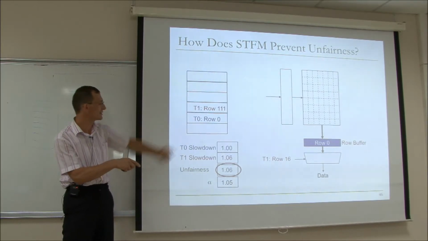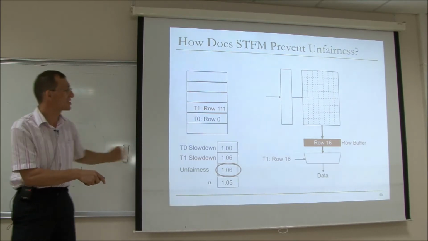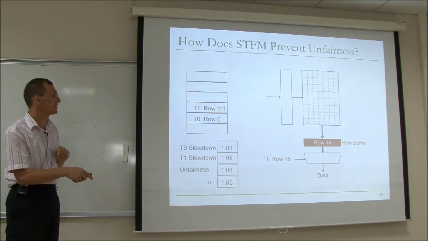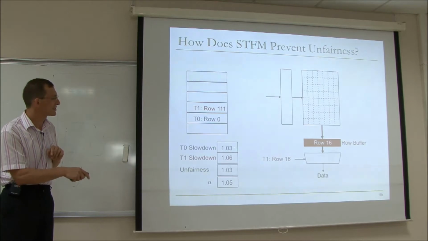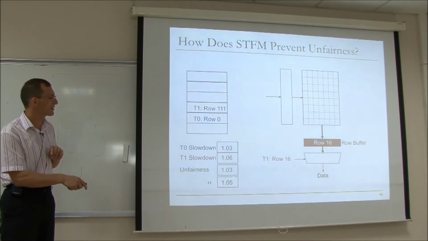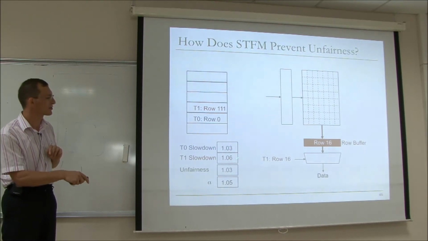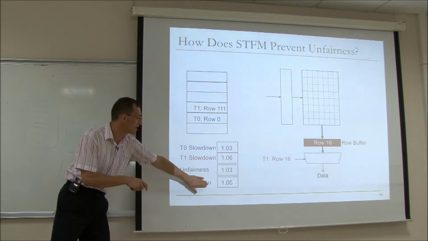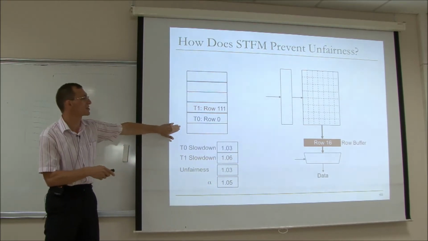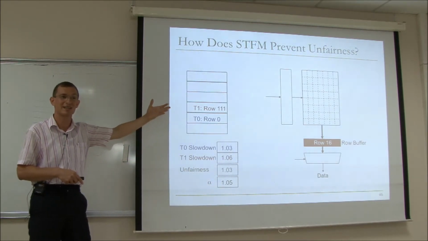Right? And this changes the row buffer, and thread 1 gets serviced. As a result, thread 0 gets slowed down now, right? And this increases thread 0's slowdown and reduces unfairness in the system because 1.06 divided by 1.03 is 1.03 now. And this is still less than, now it becomes less than alpha. So the memory controller switches to the throughput-oriented scheduling policy, which is oldest first.